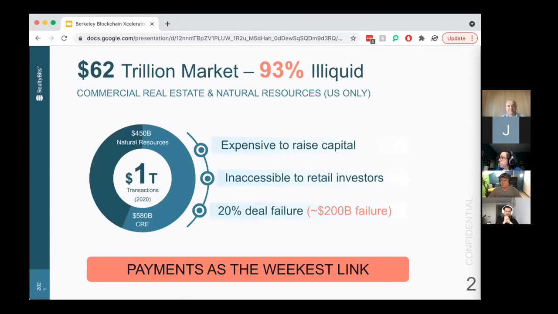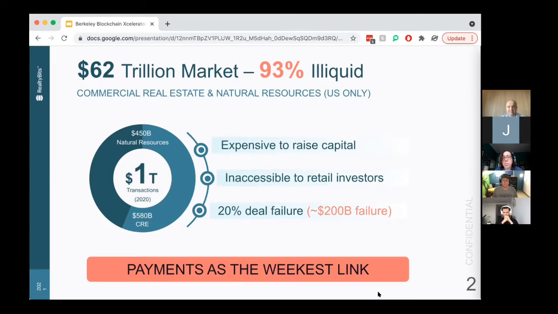It is a very large market. In the US, only the real asset market, energy and natural resources and commercial real estate, is a $62 trillion market, and it's 93% illiquid. And it has a lot of issues. It's mainly inaccessibility that is the biggest issue the industry is faced with. It's very expensive to raise capital to purchase these kinds of assets.